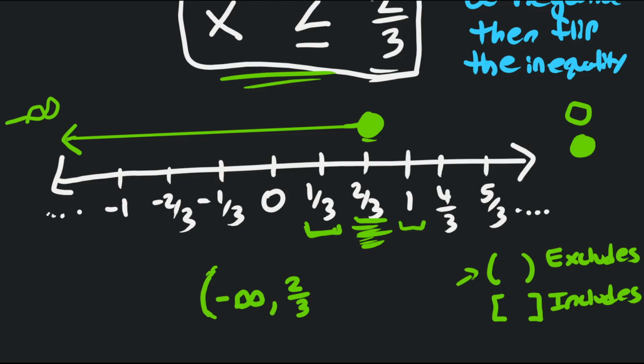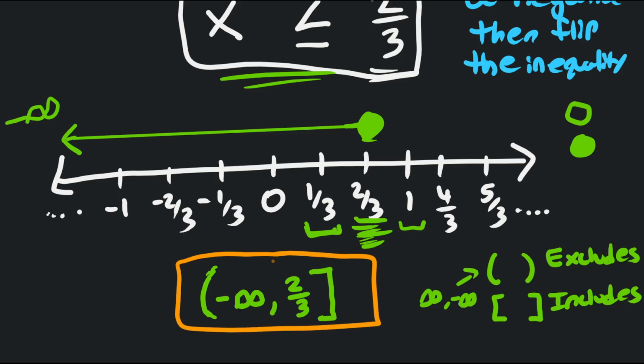So infinity and negative infinity, they always use parentheses. But now we're dealing with this number, 2/3. Well, our circle is closed. So if our circle is closed, that means we're including 2/3. So we're going to use a bracket. And that is how we represent our answer using interval notation.